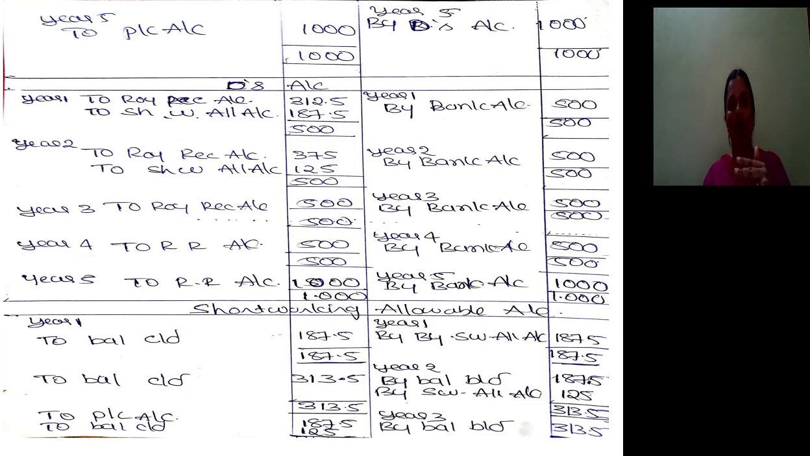So now what is the total? Total is 313.5. So this balance should be carried forward to next year. So to balance carried down 313.5. Next year by balance brought down 313.5. So as far as D's account is concerned, the sublessor will receive cash from D, journal entry bank account debtor to D's account, so that D's account will get closed at the end of second year.